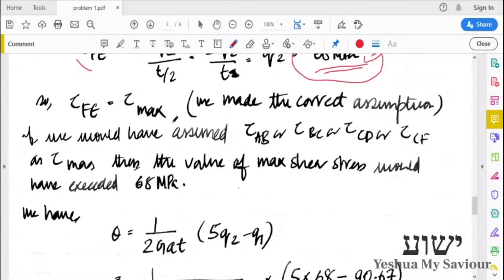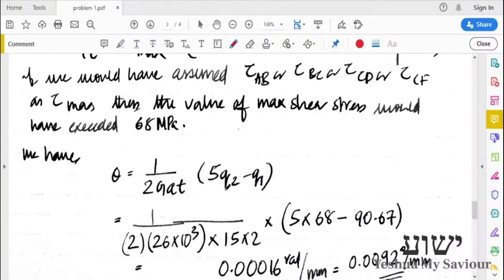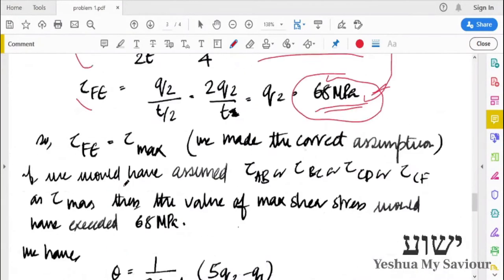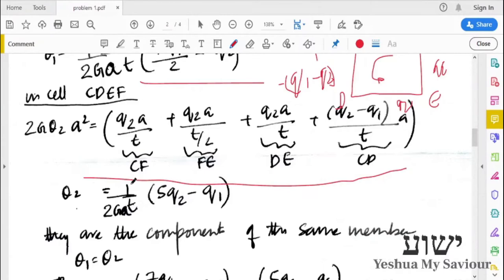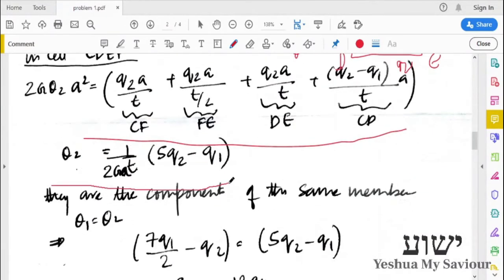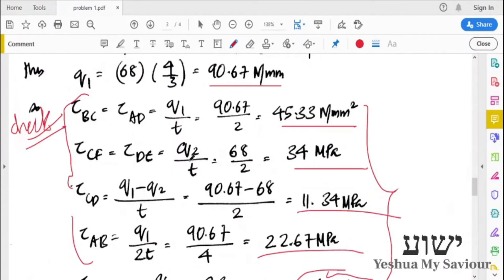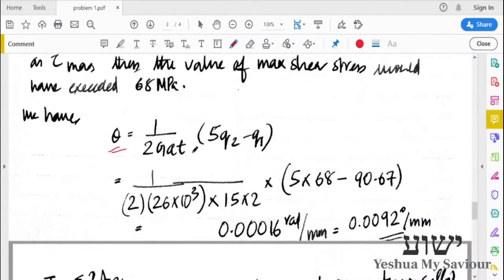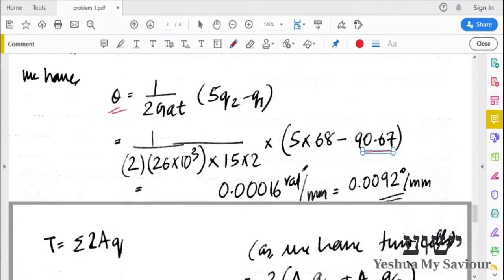So we have found the maximum shear stresses. Now we have the values of q1 and q2. We can find the angle of twist per unit length. From the above equation, we have the angle of twist per unit length. Either way we can substitute into this thing, both are the same. We substitute the angle of twist as 5 into q2, that is 68, minus q1, that is 90.67. We'll get a value in radians per millimeter, that is 0.0061 radians per millimeter. To convert it into degrees, we multiply it by 180 by pi. So we'll get 0.0092 degree per millimeter.